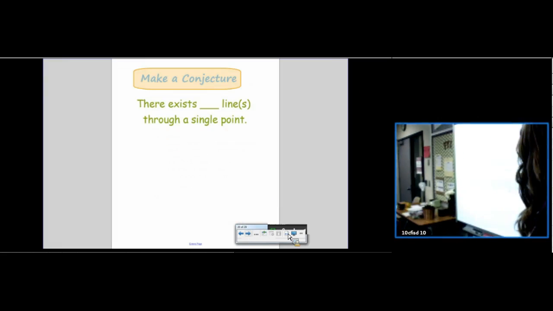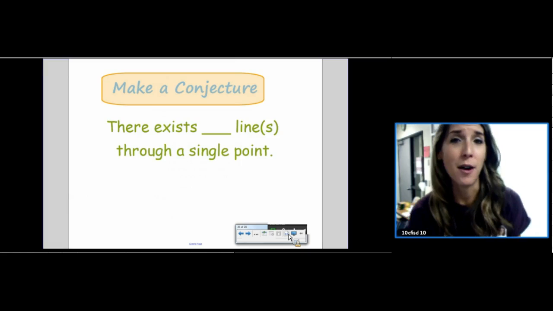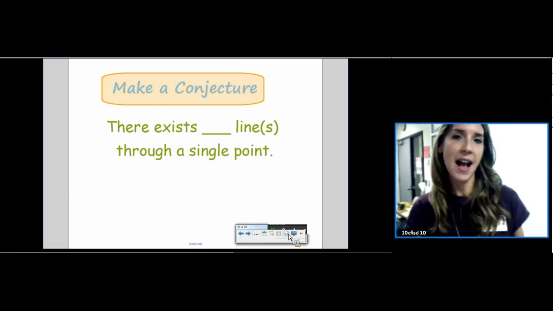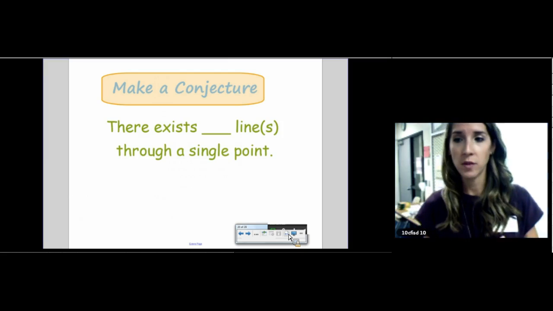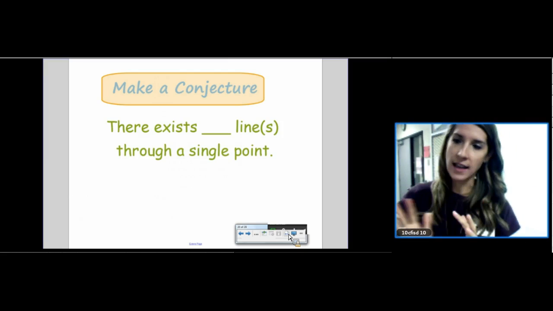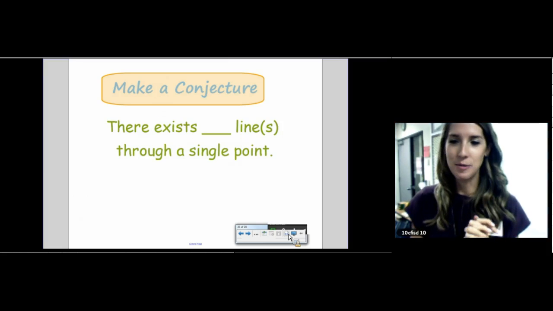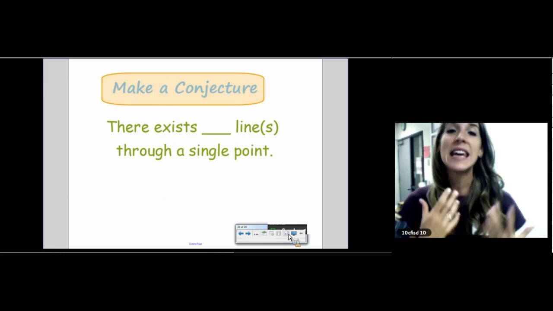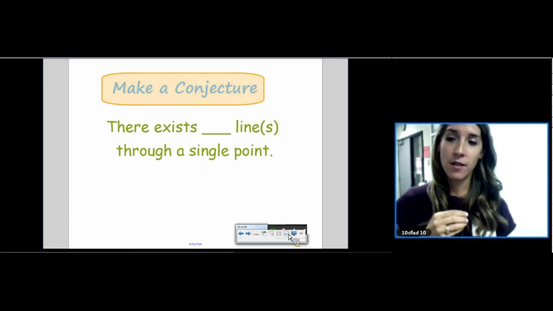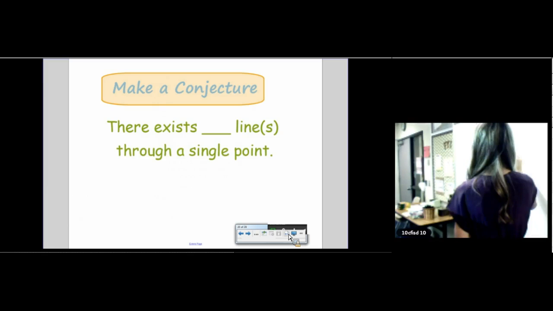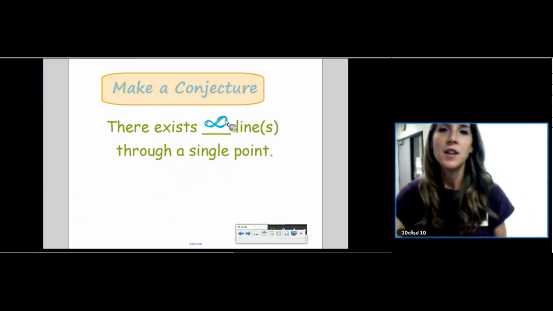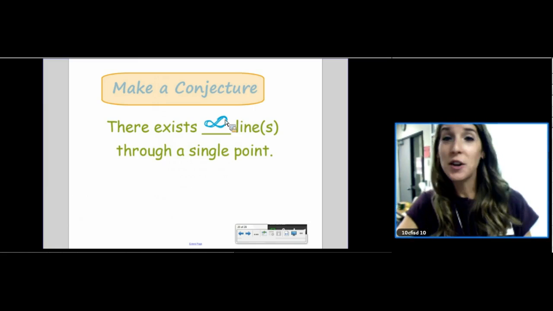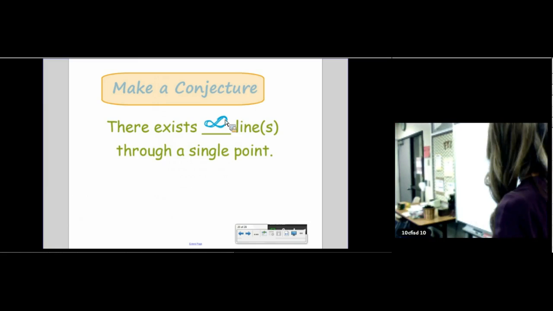So let's make a conjecture, which is really what geometry is all about. It's about observing things and then making hypotheses, which is kind of like a conjecture. There exists blank line or lines through a single point. Ooh, what's the answer to that? Who's going to get it first? Oh, you got it first. Infinite. Not infinity, but infinite. There exists an infinite number of lines through a single point. Infinitely many. Okay? So through any one point, you could sit there for the rest of your life and draw new lines through that single point.